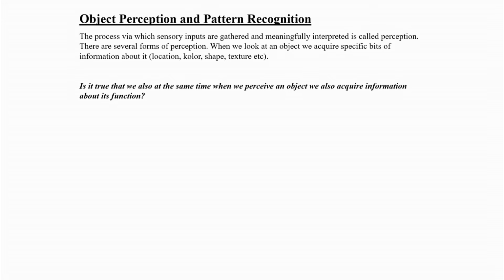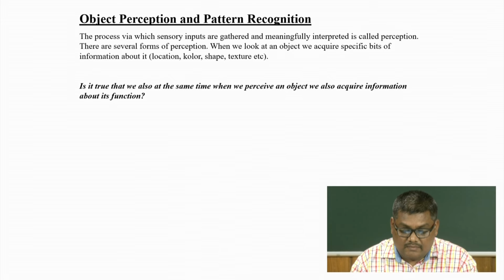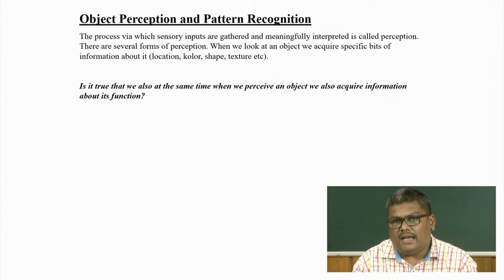This is the first step of perception. In a later step, this basic information which is gathered through sensation is then mixed together and interpreted into a meaningful whole, into a meaning, and this meaning comes from a process called pattern recognition. Now, an interesting question. When a perception happens, when we see something, does it imply that we also know about its functions?